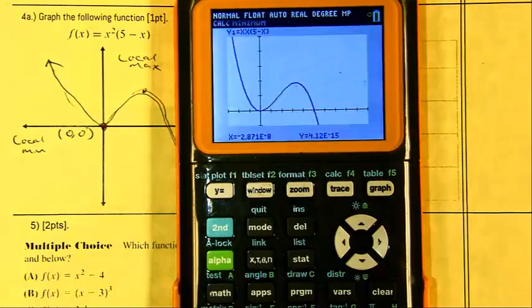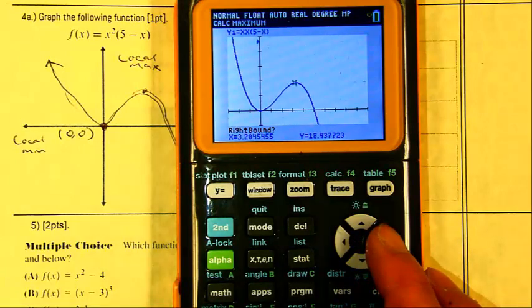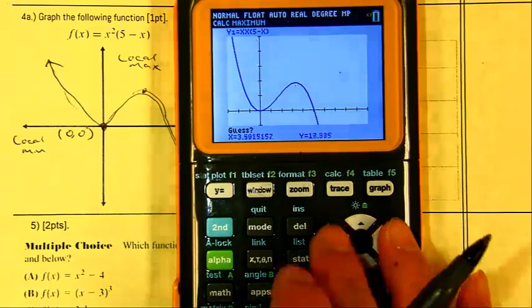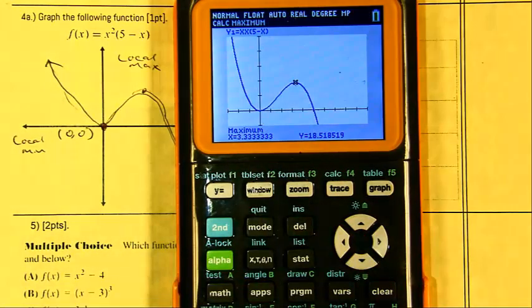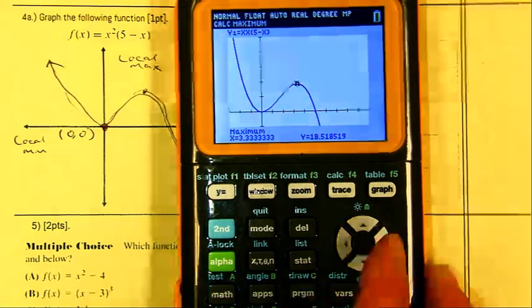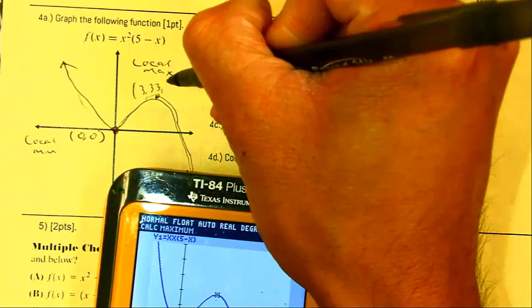So I'm already to the left of it. You can actually just press enter. And you can go all the way to the right, press right. And then my guess. Basically what the computer is doing is looking for the highest y value in that interval. So 3.33 to about 18.52.